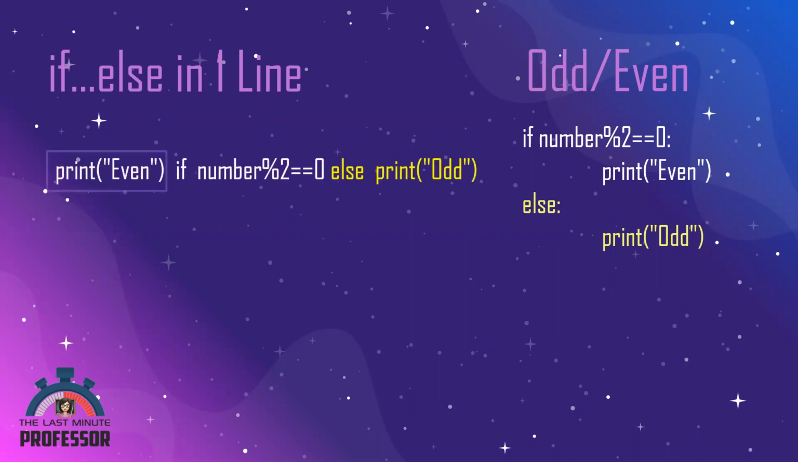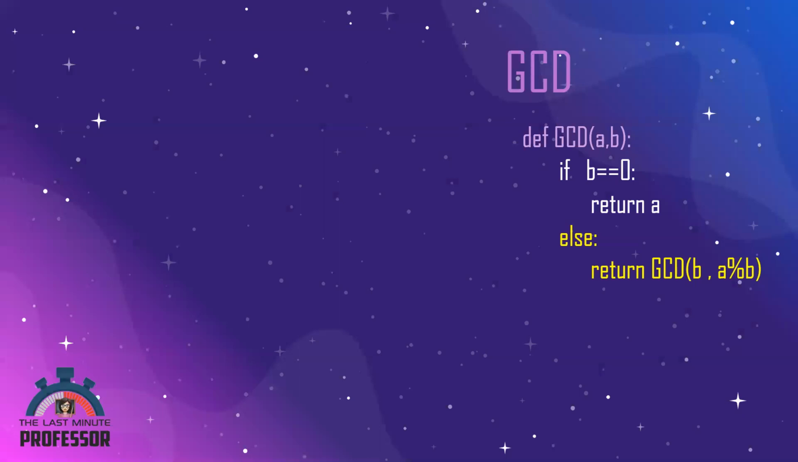The statement under if, followed by the keyword if, followed by the condition to be checked, followed by the keyword else, followed by the statement under else. So here it is. Print of even if number modular division 2 equal to 0, else print of odd. Okay, simple, isn't it? Suppose you have a function like this.